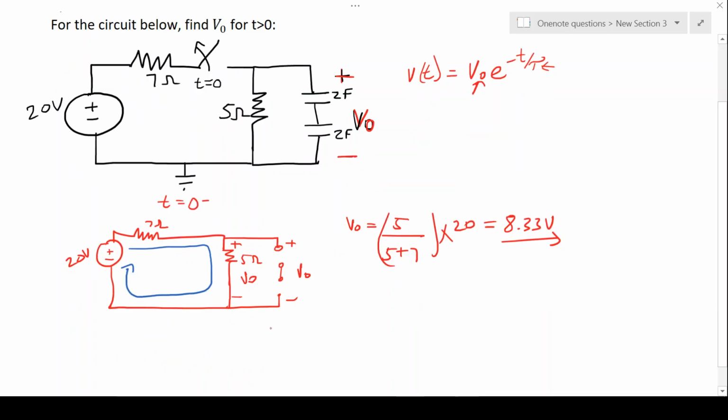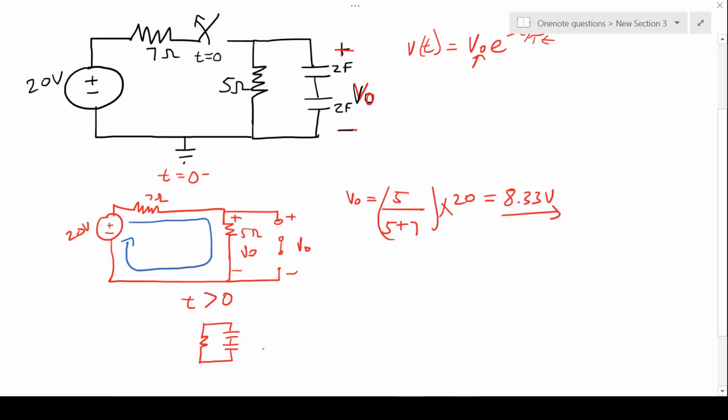Right, and then when time t is greater than 0, we need to take a look at the original circuit, and we can see that this whole part of the circuit will fall away, and all that will be left is the resistor and the capacitor connection. The resistor is 5 ohms, and the capacitors are 2 farads and 2 farads. So R equivalent, which is equal to RTH, must give you the only resistance that's there when t is greater than 0, which is 5 ohms.